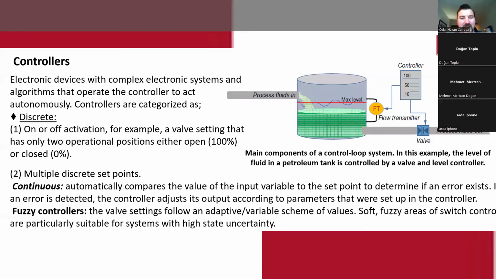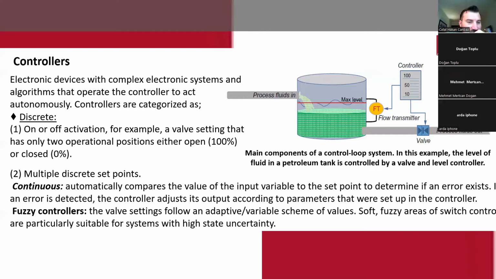How will you know? If you open it, your flow rate, pressure and temperature will change at the surface when you compare with the downhole gauge, which is in a lower position than the PCT. So you have a chance to understand that it is not working, then an error exists. So an error is detected and the controller adjusts its output according to the parameters that were set up in the controller. The other one is the fuzzy controllers. This is a little bit newer technology compared with the continuous one.